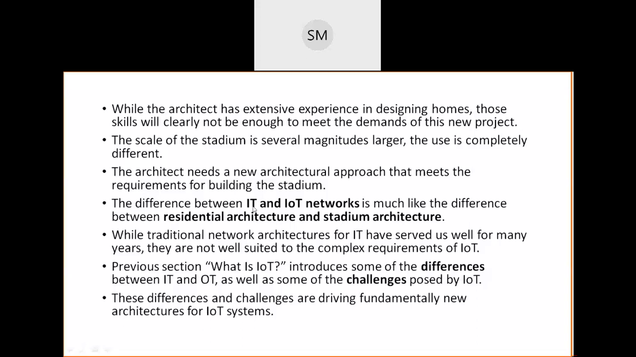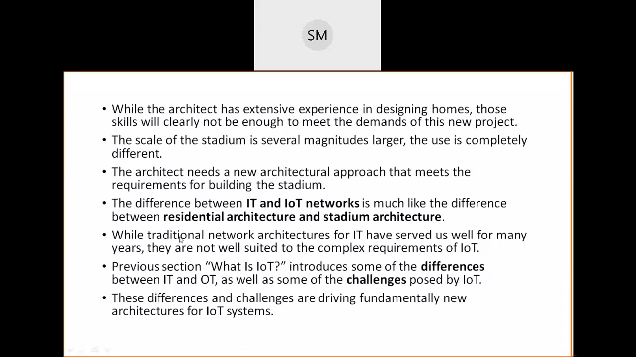Because in IT, there were only a small number of devices earlier, connected to the computer network. But now that IoT has come into the picture, so many devices are connecting day by day. The best example is small sensors connecting to the network. Because of this, an IT network is just like constructing a house, while IoT network construction is like constructing a stadium. I have taken this analogy to make you understand.